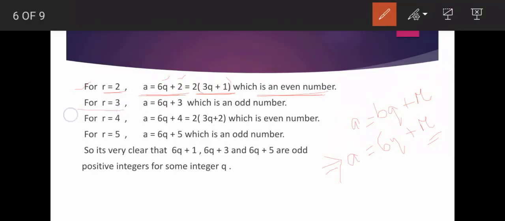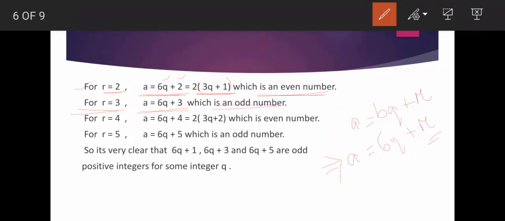So when r is equal to 3, we get here a is equal to 6q plus 3. From this we cannot take out 2. I mean, we do not have 2 as a common factor of both the terms here. That is why this number is an odd number.